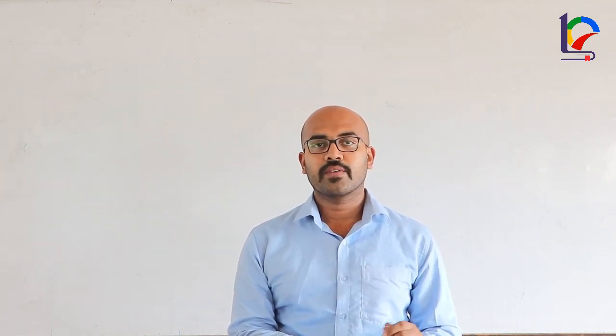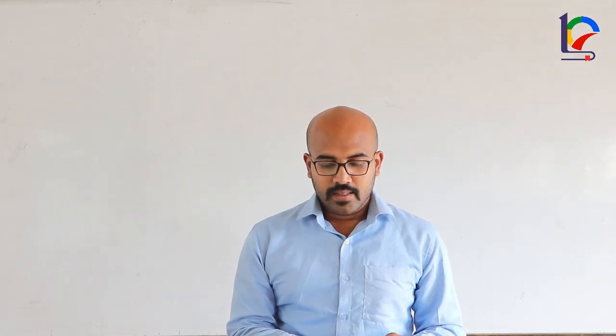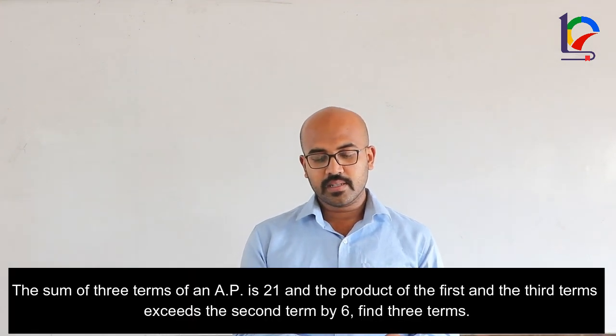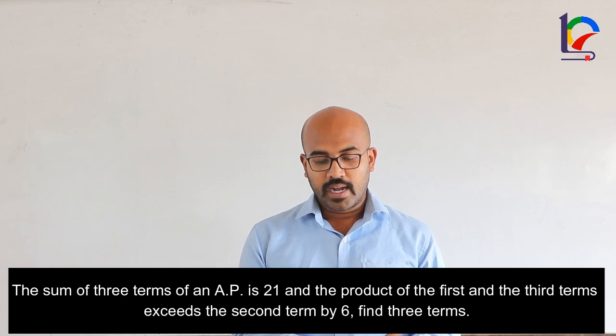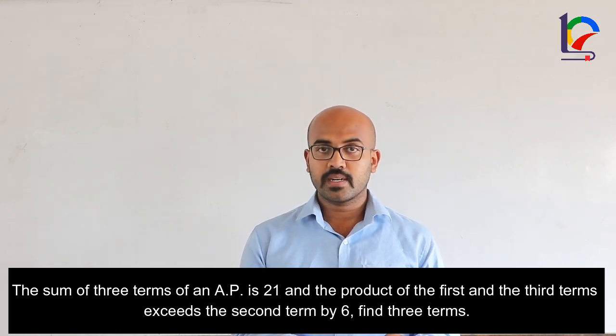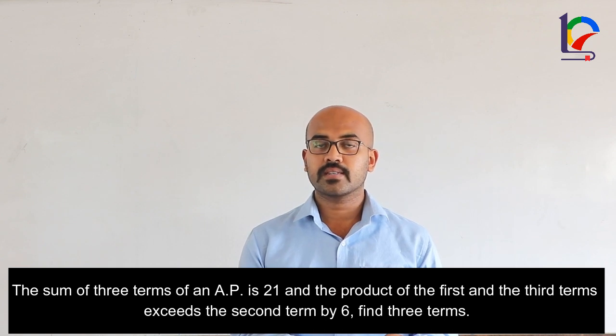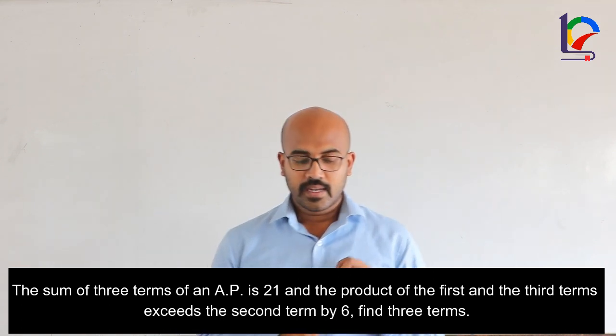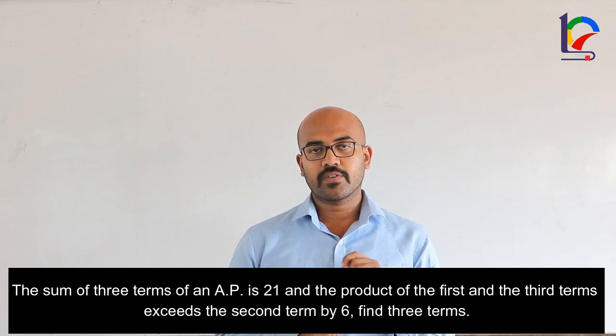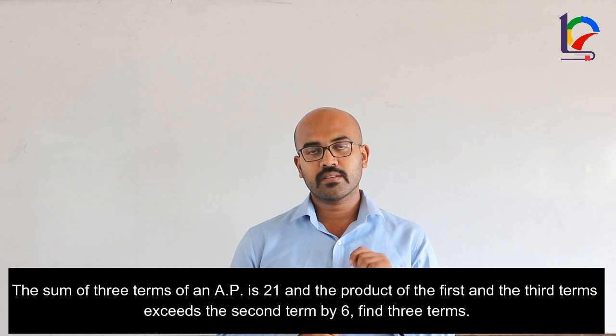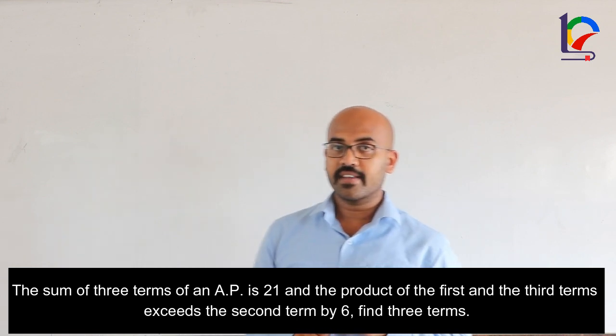Coming on to the first question: the sum of 3 terms of an AP is 21 and the product of the first term and the third term exceeds the second term by 6. What they have given is the sum of 3 terms of an AP. So there are 3 terms in an AP. The sum of 3 terms of an AP is 21.